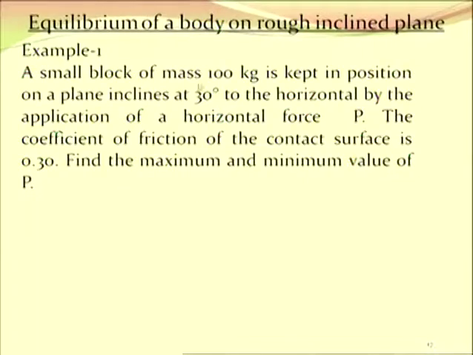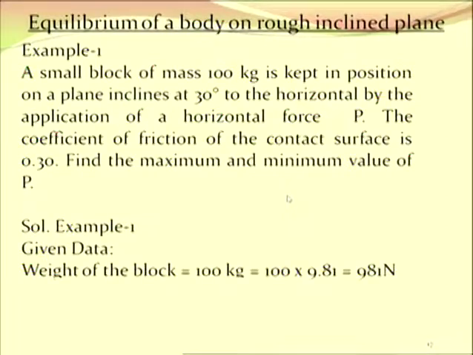So here what is given to us in the data? Mass of the block is given, that is 100 kg. Then inclination of the angle, that is 30 degree. Horizontal force, that is P. Coefficient of friction, which is 0.3. And we have to find P maximum as well as P minimum. So pull, maximum and minimum, that we have to obtain in this example.